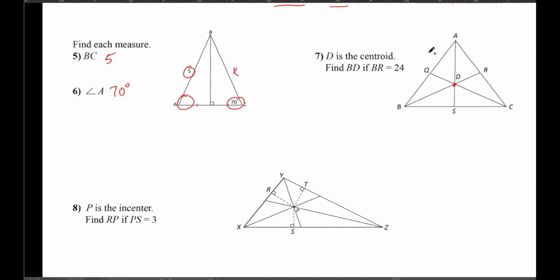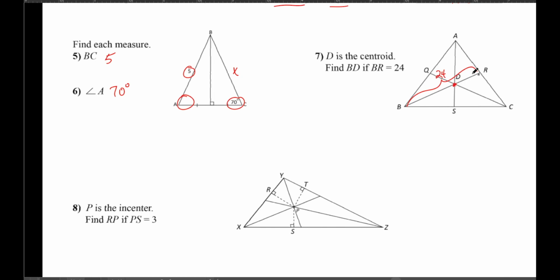The problem says if BR is 24, so this whole thing from there to there is 24. Do you remember how this is split up? Is it split up in half? Is this point right here half? No. It's a third. The little one is a third of the whole thing. And then the bigger one is 2/3, right? It's twice as big.